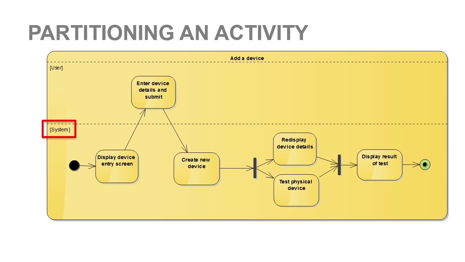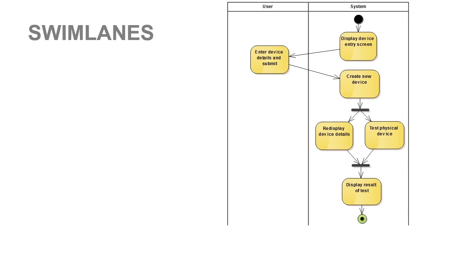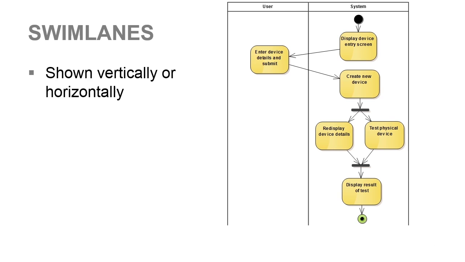Rather than showing partitions within an activity, it's common to show a diagram that has just swim lanes or partitions in it, and to place the nodes of the diagram, activities, actions, decisions, and so on, in the swim lanes. We show the name of the swim lane at the top if it's a vertical swim lane, or at the left if it's a horizontal swim lane. Let's see how we can apply this in Enterprise Architect.